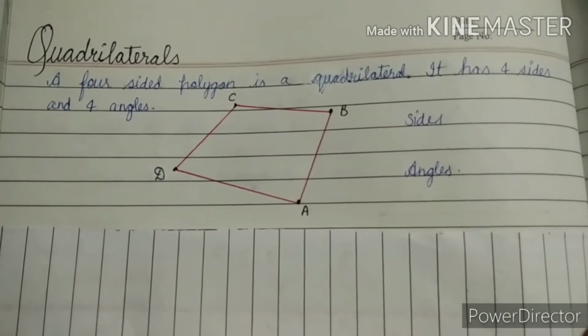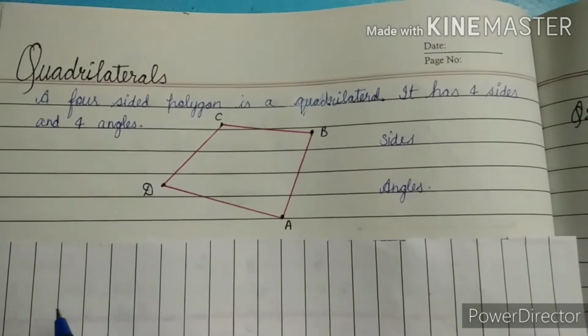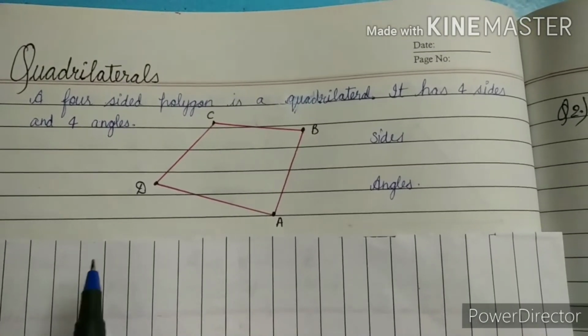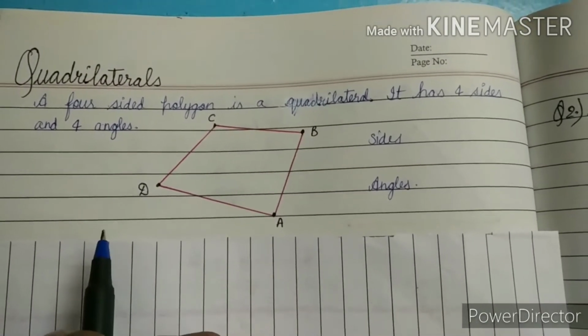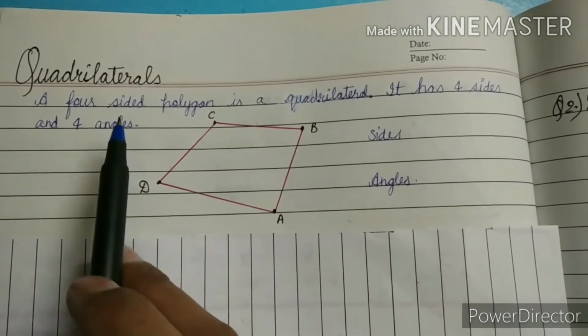In the previous video we completed up to exercise 4.4 of class 6th. In this video we will begin exercise 4.5 of class 6th. It is completely based on the topic quadrilaterals.